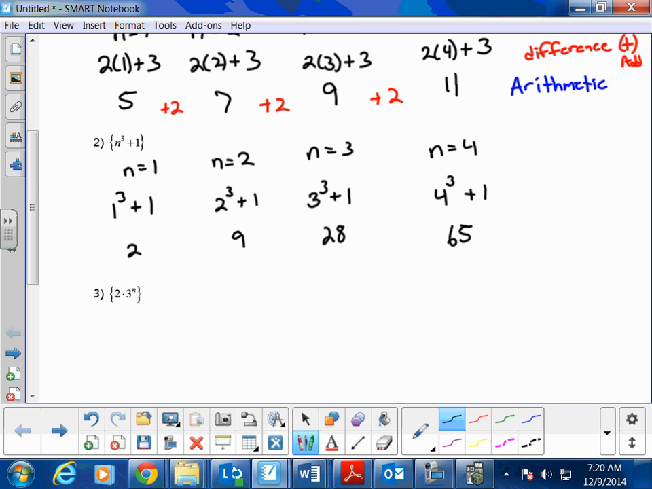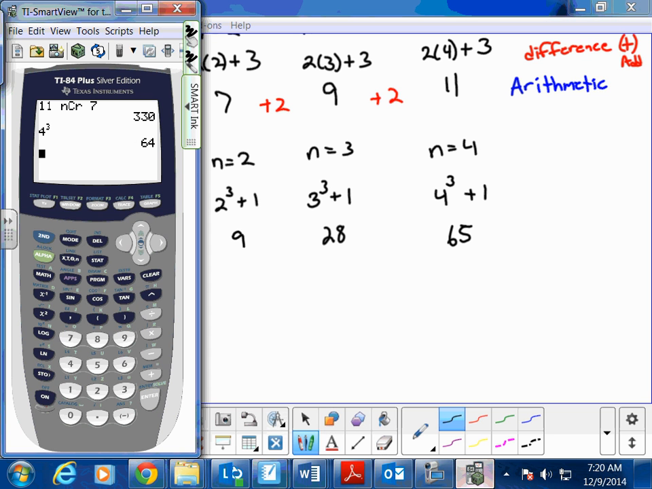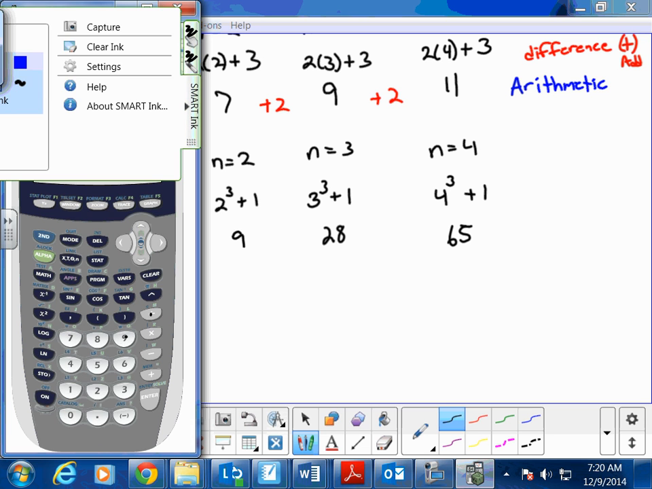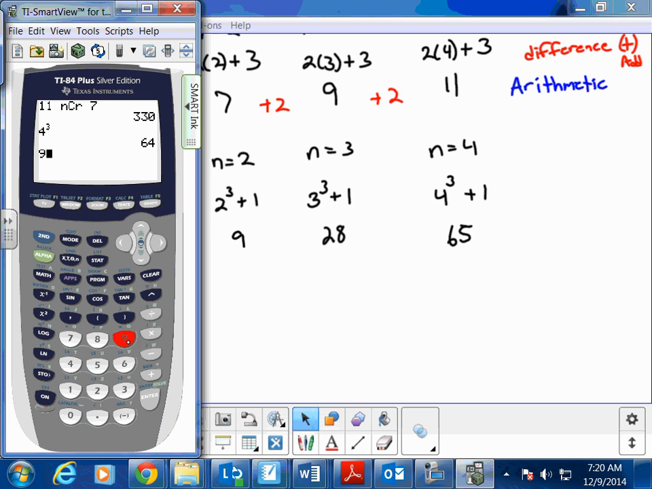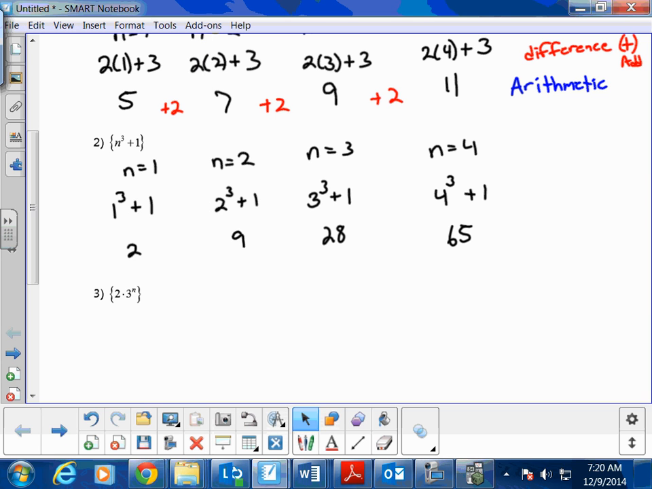Actually, this one may have a constant ratio. Let's find out. Let's do 9 divided by 2. Oh, hold on a second. Let me clear that out. Okay, 9 divided by 2, 4.5. 28 divided by 9. Really what I'm trying to do is see if it's geometric. Okay, so this one's not geometric either. So this one is neither.